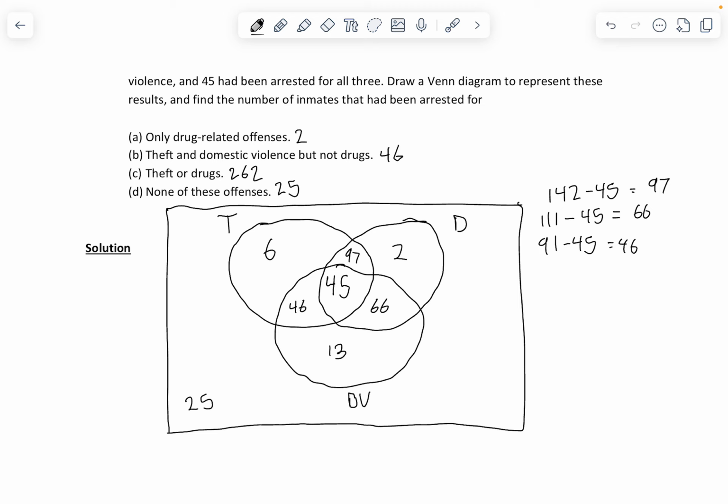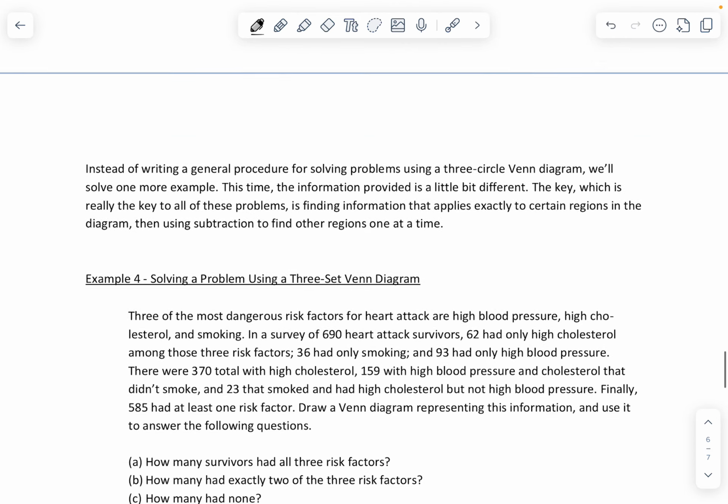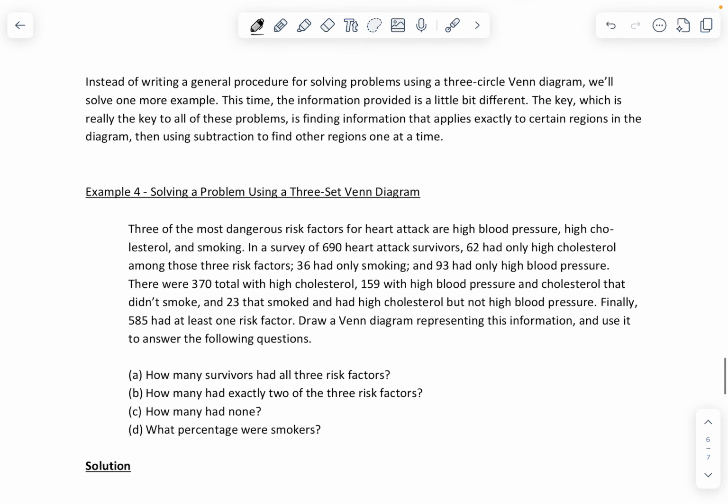All right. Let's look at one more example here. Scroll down. So instead of writing a general procedure for solving problems using a 3-circle Venn diagram, we'll just solve one more example. This time, the information provided is a little bit different. The key to all these problems is finding information that applies exactly to certain regions in the diagram, and then using subtraction to find other regions one at a time.